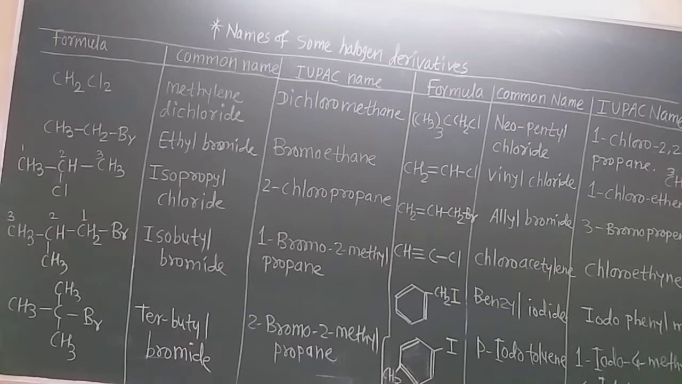From the last few lectures, we are learning chapter number 10, that is halogen derivatives. In that we learned the definition of halogen derivative. The halogens are situated in the periodic table in the 7th A group, and the halogens are fluorine, chlorine, bromine, iodine and astatine. The halogen derivatives are the compounds of halogens.